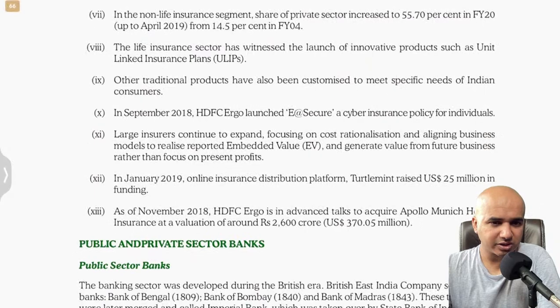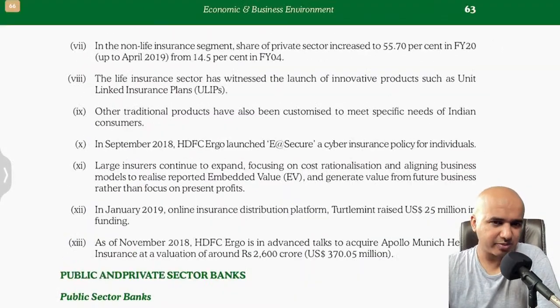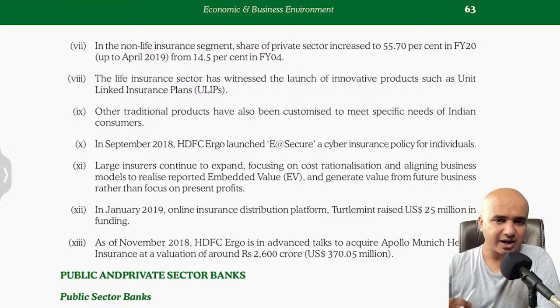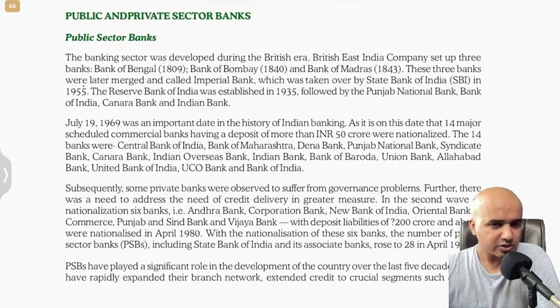I won't get into all this. Let's move on to public and private sector banks. This all can be easily read and understood, so there's nothing much to explain there. Now let's look at public sector banking, or rather banks.